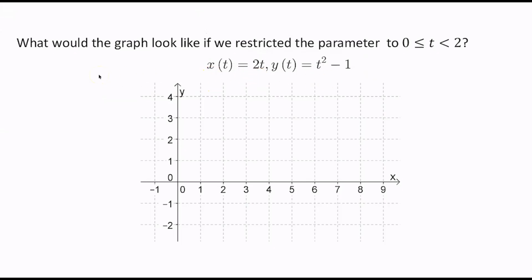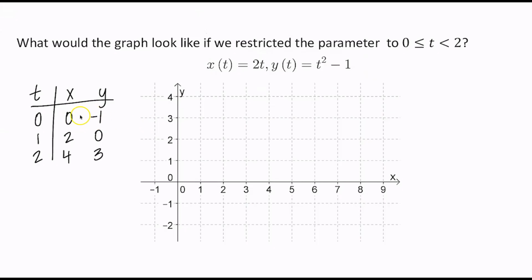So let's go ahead and remind ourselves of our t, x, y table values, but only for t values between 0 and 2. So when I substituted in 0, I had 2 times t, so 2 times 0 is 0, and then 0 squared minus 1, so negative 1. Here, 2 times 1 is 2, and then 1 squared minus 1 is 0. 2 times 2 is 4, and 2 squared minus 1 was 3.